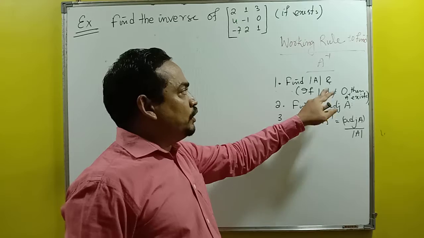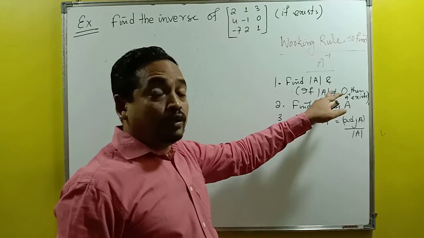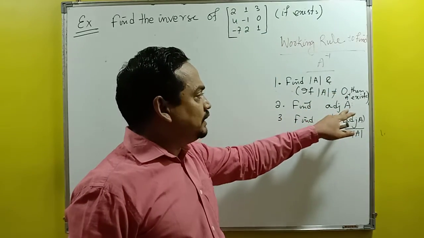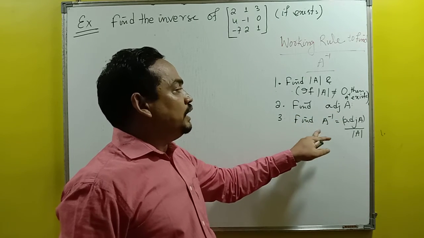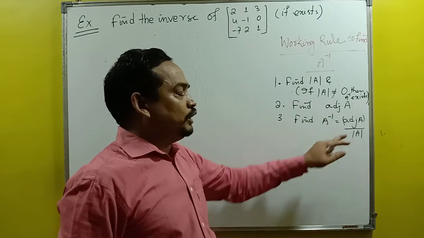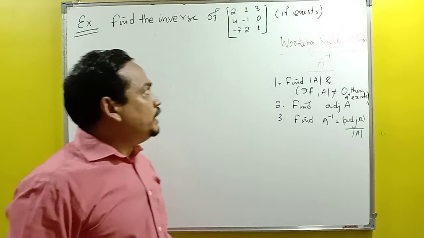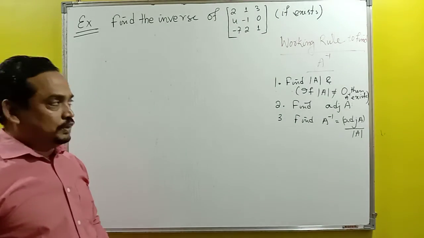If determinant A is not equal to 0, then it will be non-singular, and A inverse exists. Second step, find the adjoint of A, and find A inverse by adjoint A upon determinant A. So let us work out this question.